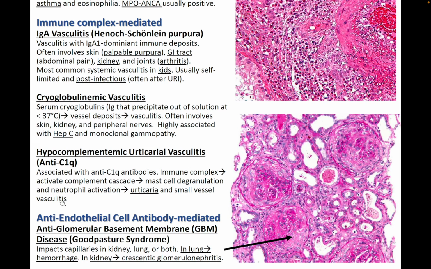Lastly, on this page, we have anti-endothelial cell antibody mediated, or anti-glomerular basement membrane disease, or Goodpasture syndrome, which impacts the capillaries in the kidney, lung, or both. And in the lung, you'll see hemorrhage, and then in the kidney, you'll see crescentic glomerulonephritis, which is what we're seeing here. An example of Goodpasture syndrome involving the kidney, and that would be a good picture to be aware of. You can see it certainly doesn't look like healthy kidney, and something to be mindful of.